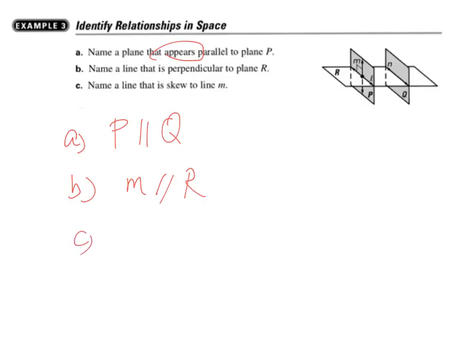And last one, name a line that's skew to line M. Whichever line it is, it can't be on the same plane, so that gets rid of the possibility of L. And then on plane Q, I've got line N. So N and M are on two separate planes, and they will never intersect with each other. And so they are skew lines.